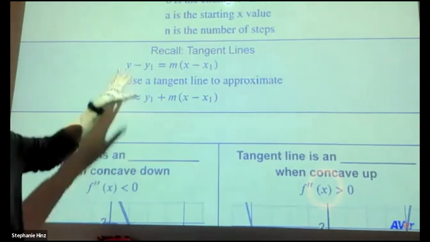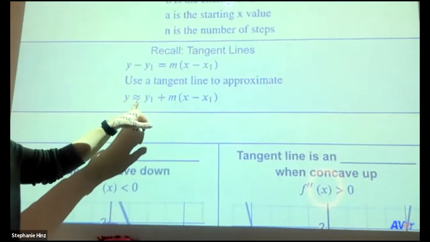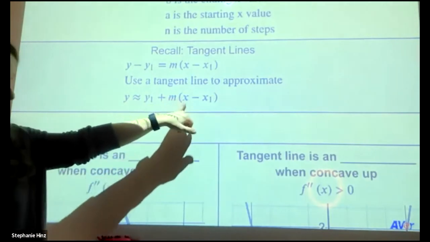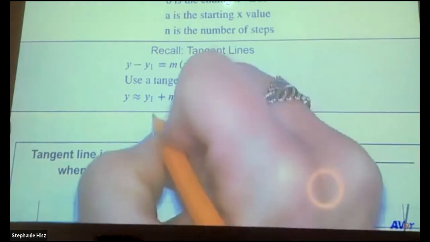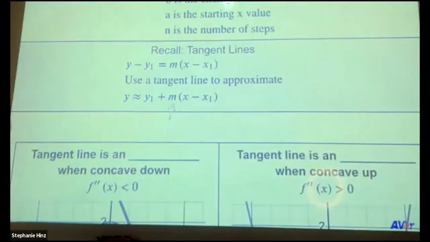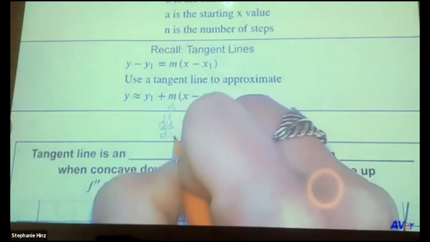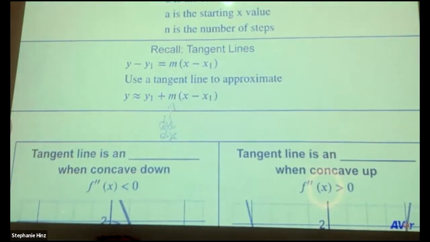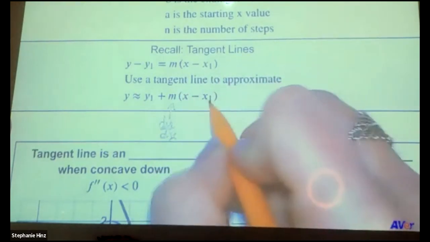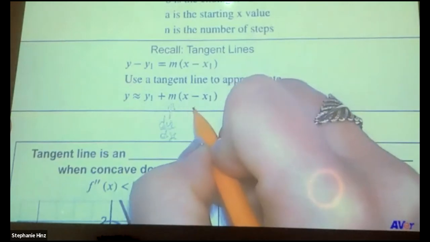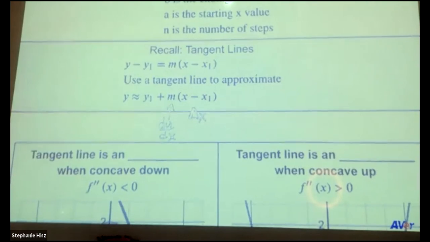If you alter this just a little bit, a tangent line approximation is going to be y is approximately y sub 1 plus m times x minus x1. Now, put in calculus terms, remember our m is going to be our dy dx. That is just going to be Leibniz notation for a derivative. And this x minus x1 in this situation is a change in x.